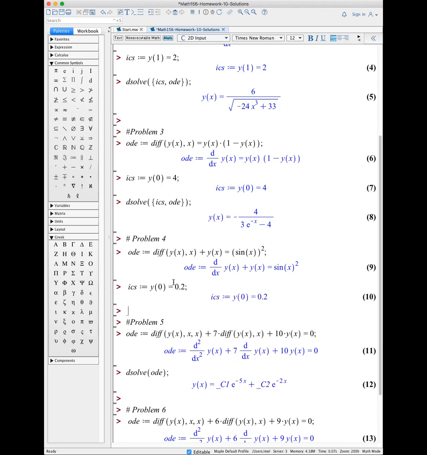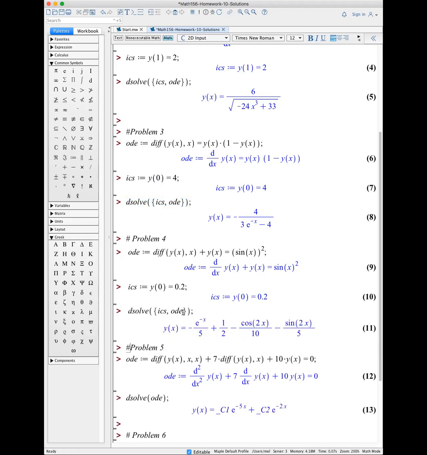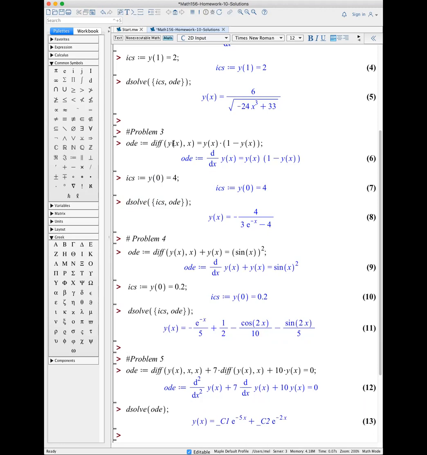And the solution looks like that. So that seems to be how you solve these ordinary differential equations in Maple.